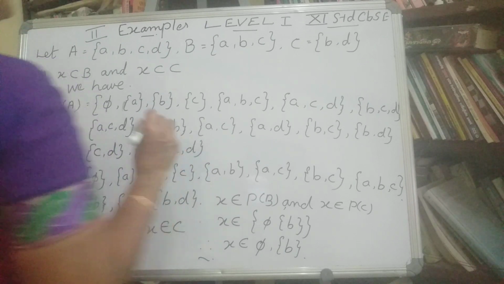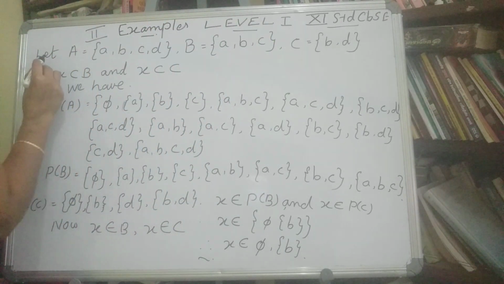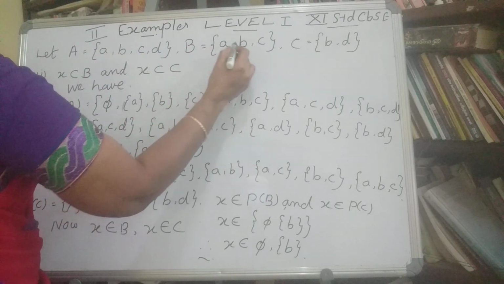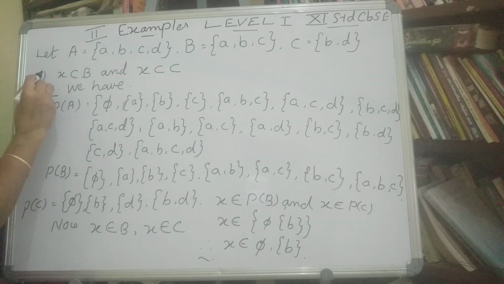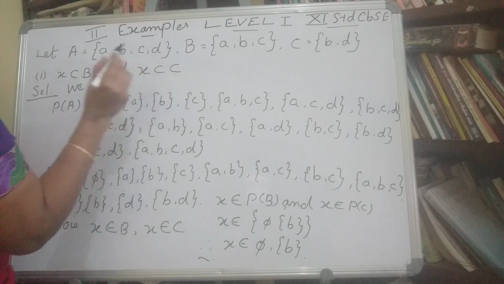That's all. Once again, example 2, level 1. The question is: let A be the set {A, B, C, D}, set B is {A, B, C} and set C is {B, D}. Then the question is: X is a subset of B and X is a subset of C.